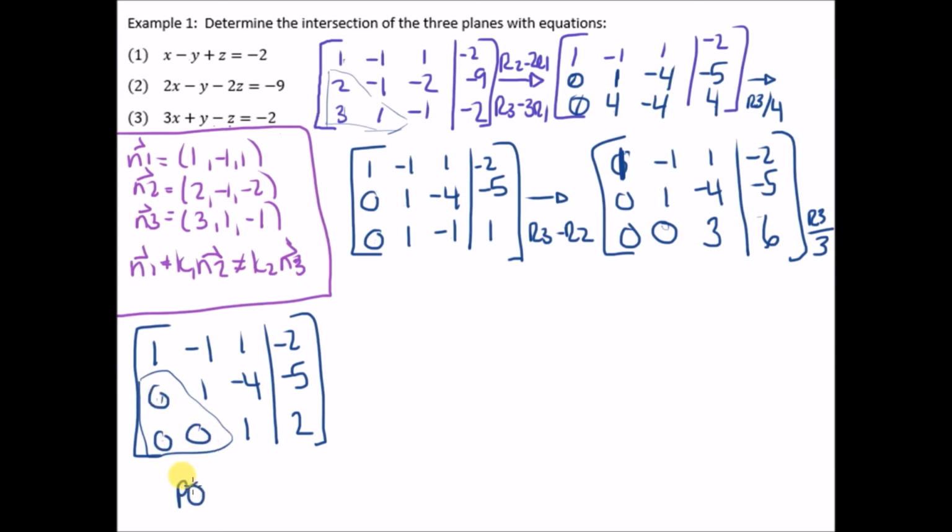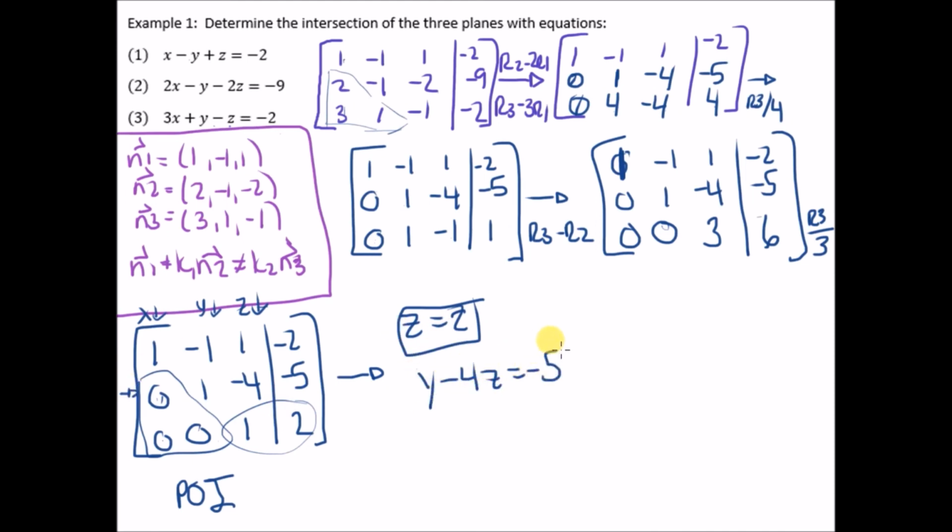That means there's a point of intersection. And now what we're going to do is solve for this point. So we know that the first column represents the x values, the second column represents the y values, and the third column represents the z values. So this equation right here is z equals 2. That one's done. Okay, row 2, the equation is y minus 4z equals -5.